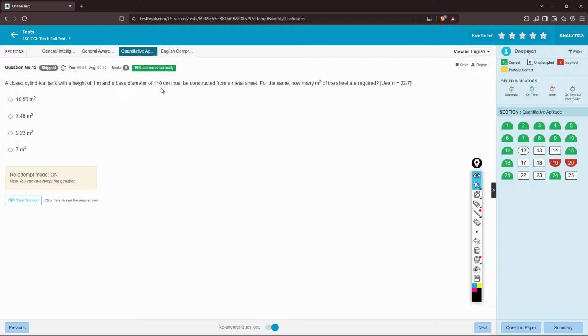Base diameter, how many square? So a multiple of 11 should be there, not this. This is 4, this is a multiple of 11. This is not. This is also a multiple of 11. Another thing is 140, so a multiple of 7. This is not a multiple of 7, but this is also not a multiple of 7. 55, 79. No. Okay.